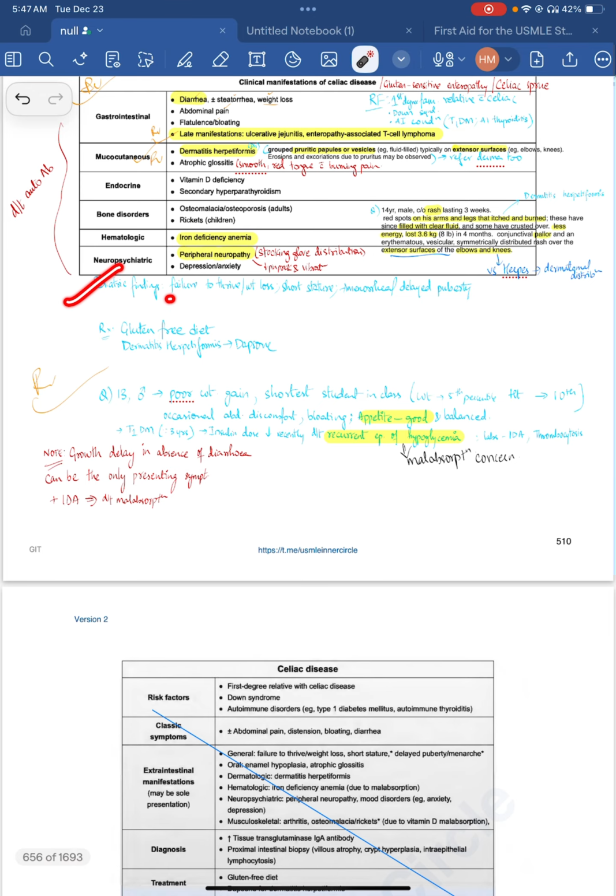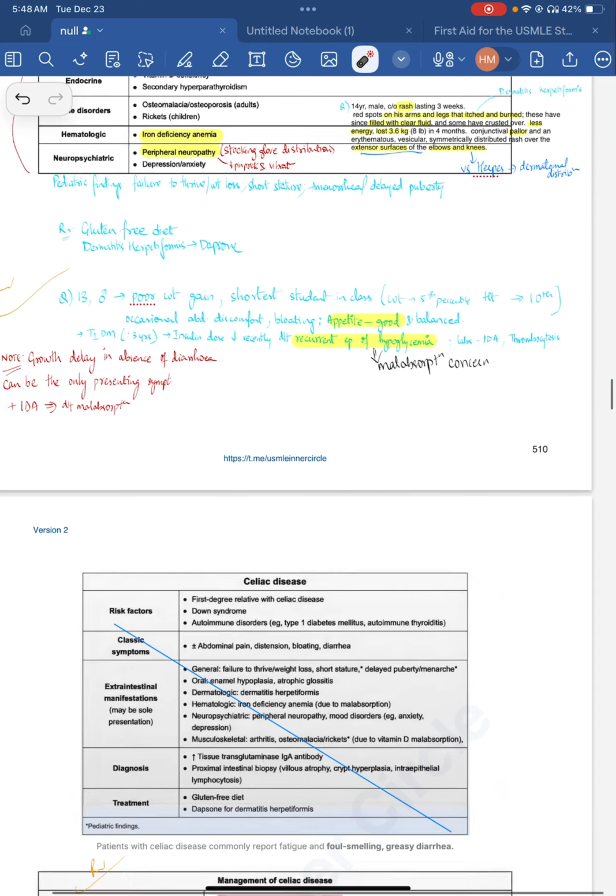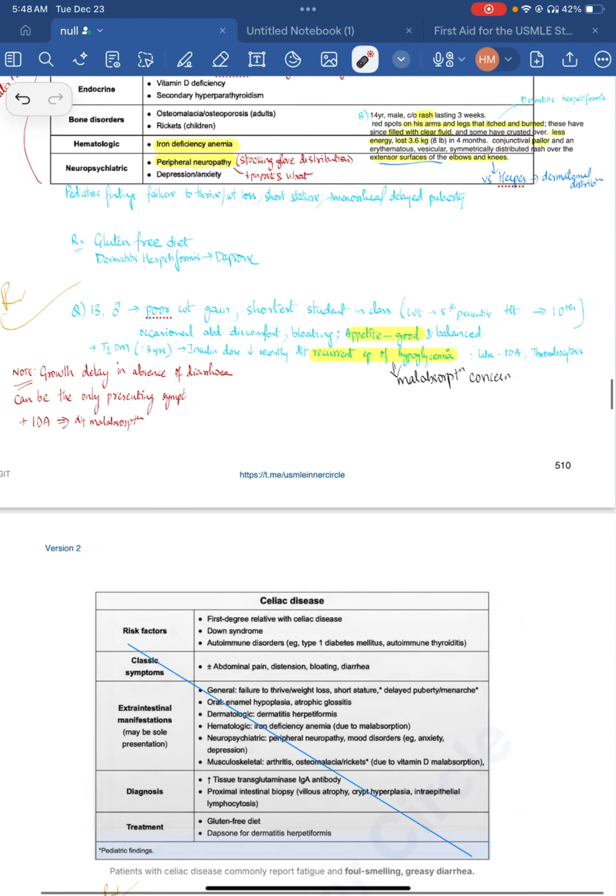Pediatric findings may include failure to thrive with weight loss, short stature, that is, linear velocity of growth is decreased, and sometimes delayed puberty and amenorrhea may also be seen. For example, there was a question like there's a 13-year-old male who has poor weight gain. He is the shortest student in the class. Weight is 5th percentile and height is 10th percentile. He has occasional abdominal discomfort and bloating. His appetite is good and balanced.